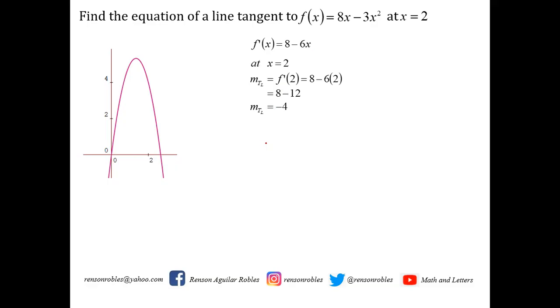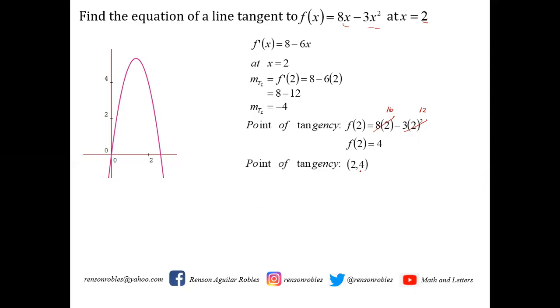And to find the point of tangency, we just replace x by 2. So we shall have f(2), and that is 8 times 2 minus 3 times 2 squared. And you know that 8 times 2 is 16, and 3 times 2 squared is equal to 12. So 16 minus 12 is equal to 4. So we have the point of tangency given by (2, 4).